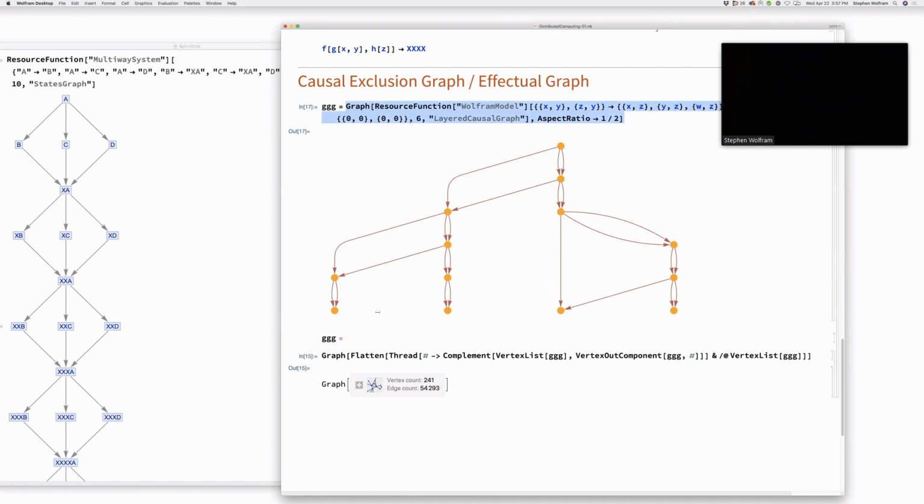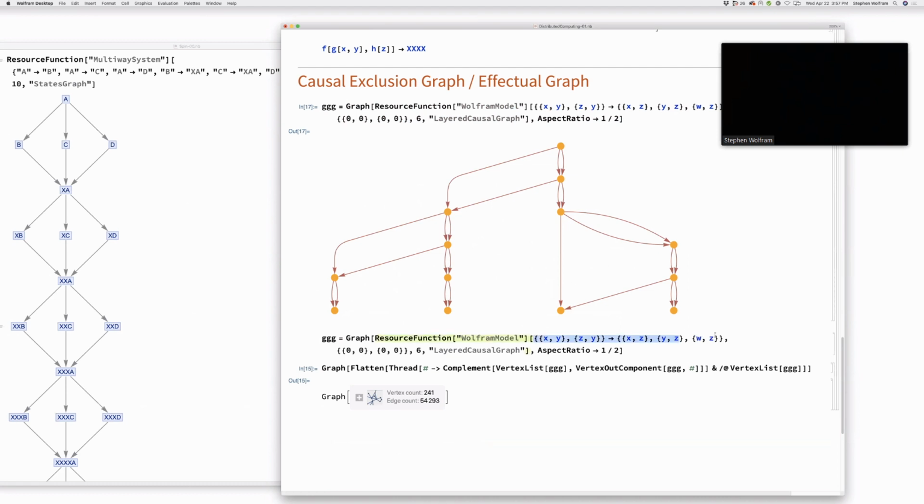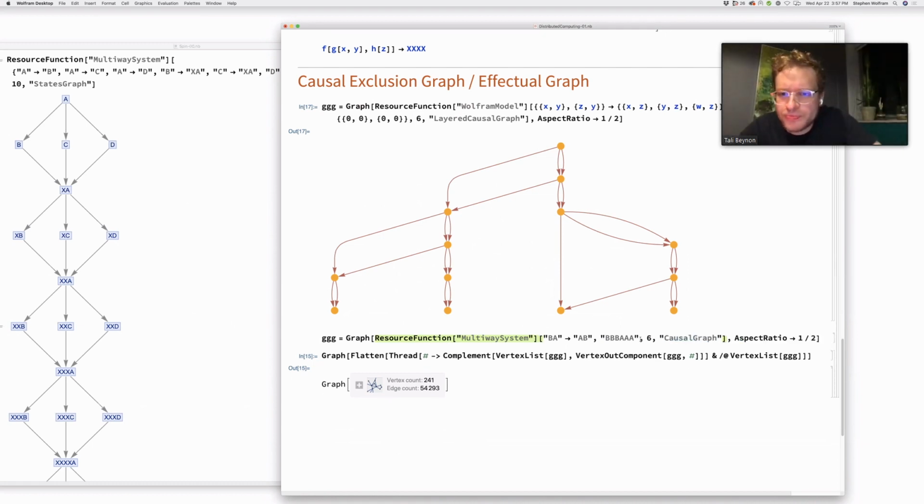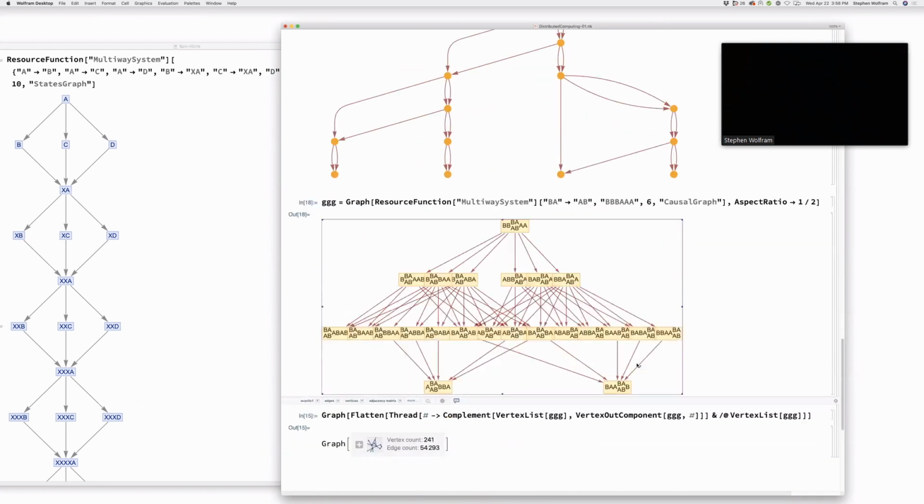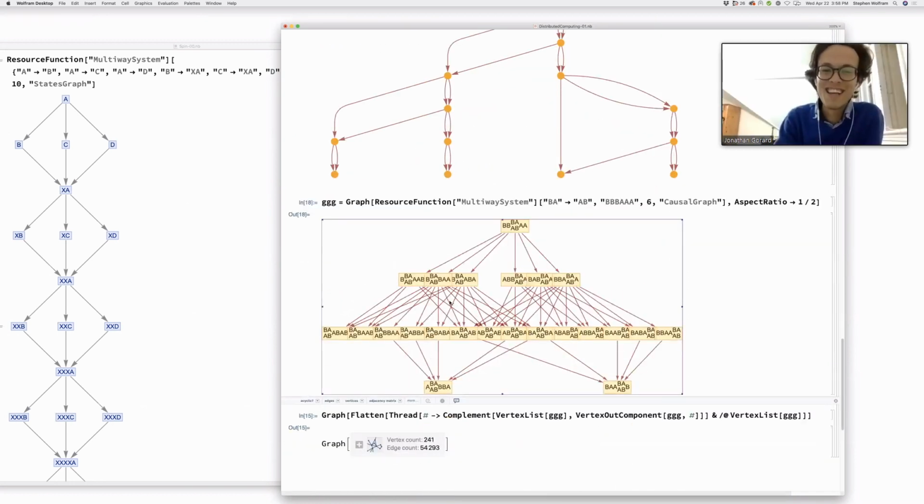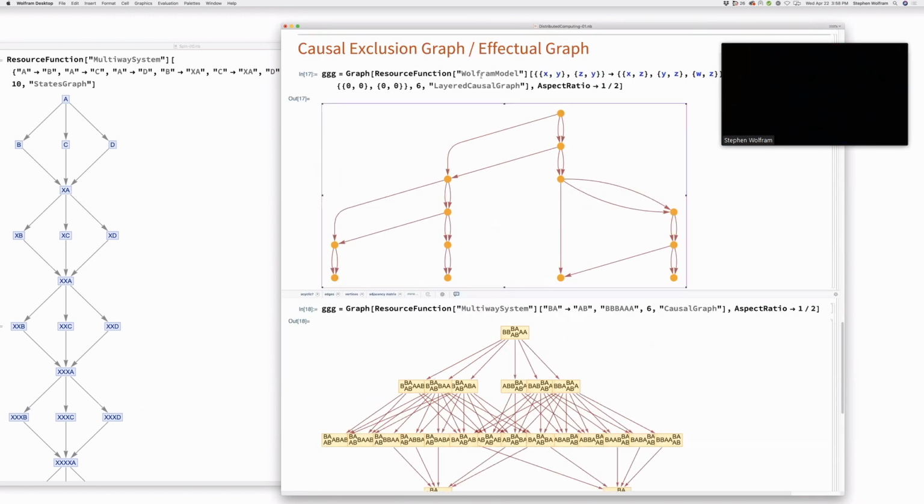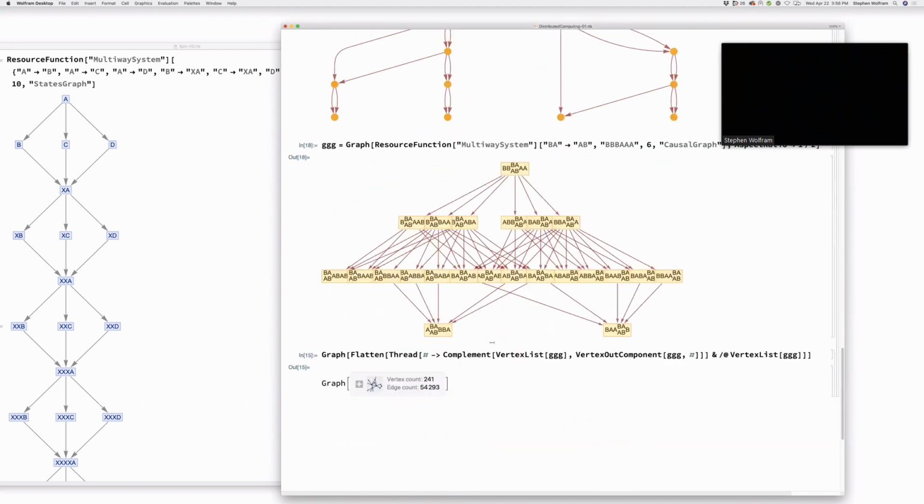Uh-huh. So here we can make one of these with AB goes to BA. And we get... what am I trying to do here? I'm going to make a multi-way causal graph here. Is that right? Is that what I want you to do, Jonathan? Well, okay. So let's just try this simpler case here, and see whether we can make this exclusion graph for this one here.